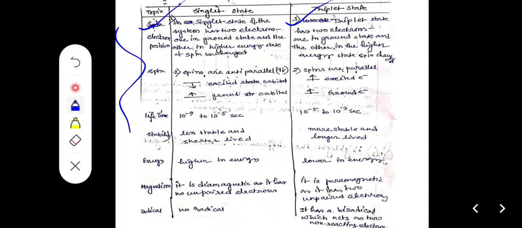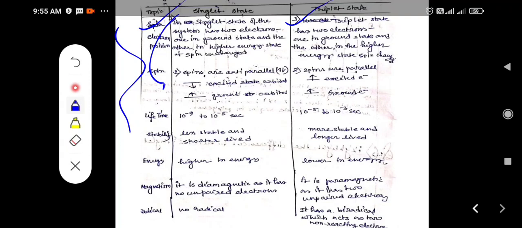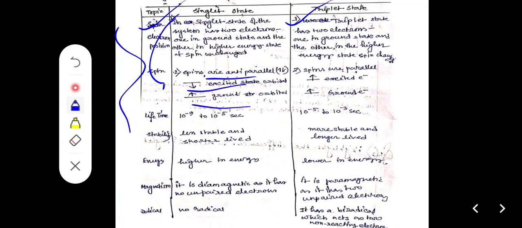Okay, triplet excited state: one electron is in the ground state, the other electron is in the excited state, but their spin should be changed. Suppose singlet excited state, spins are anti-parallel, like this. Spins are not changed, but here the spin should be changed. Singlet excited state lifetime is 10 to the power minus 9 to 10 to the power minus 5, and triplet excited state lifetime is 10 to the power minus 5 to 10 to the power minus 3 seconds. This means the lifetime of the triplet excited state should be higher than the singlet excited state.